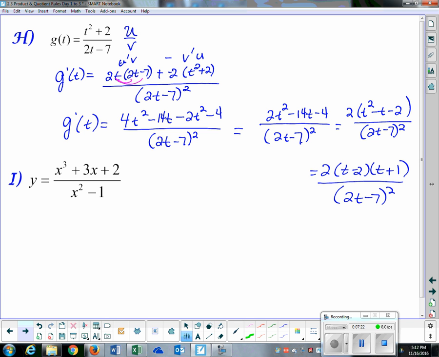Did you catch the factoring? When we looked at this trinomial, it does factor into a minus 2 and a plus 1, so that was good.